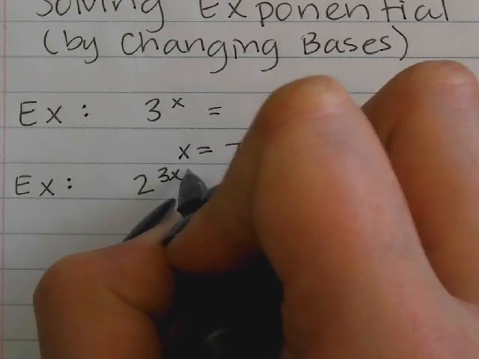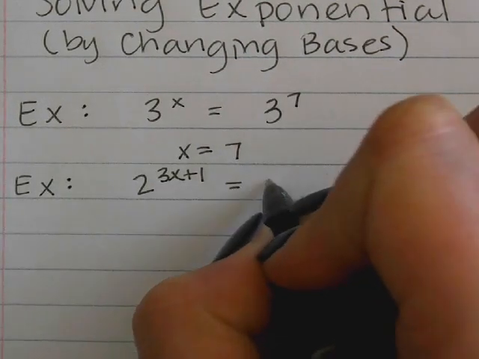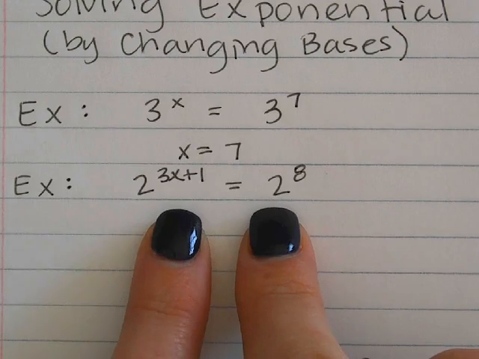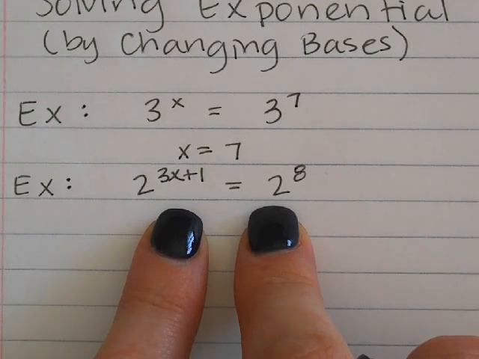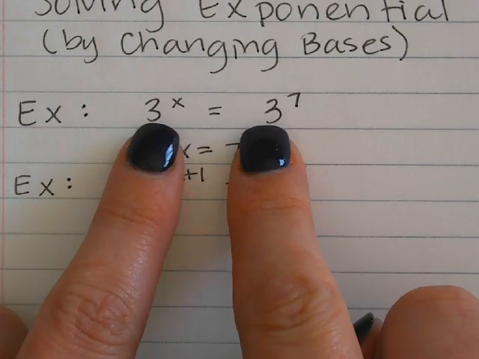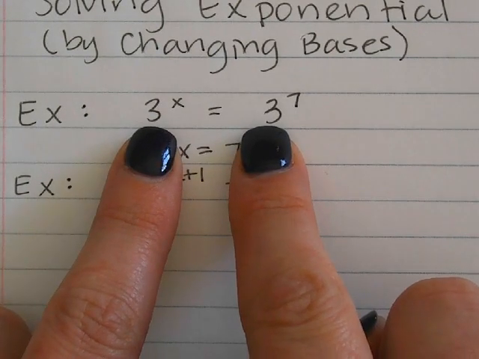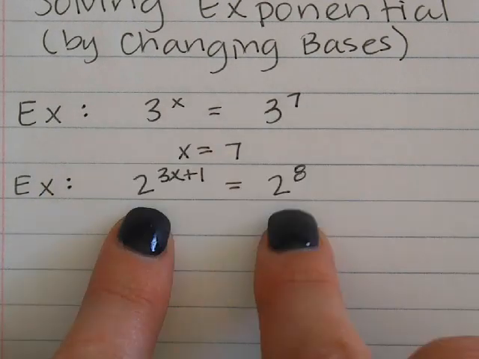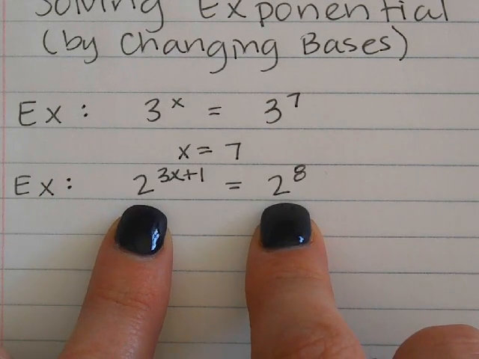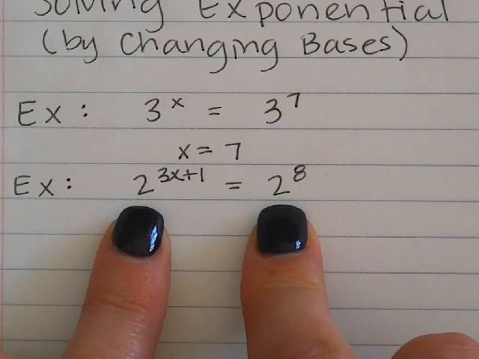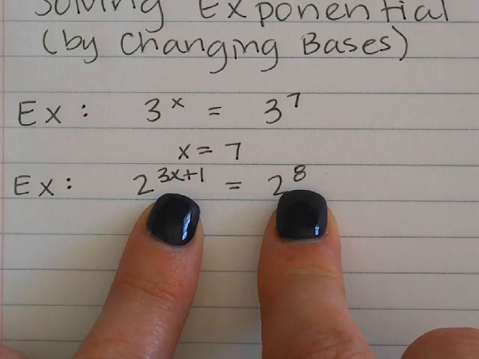So 2 to the 3x plus 1 equals 2 to the 8. So we can kind of use what we did on the previous problem to make sure that we can do this problem as well. So we said that if the base was 3 and the whole thing was equal, then the exponents must be equal as well. So even though this example feels a little bit less clear, we're going to do the same thing. We're going to say if the bases are the same, then the exponents must be the same as well.